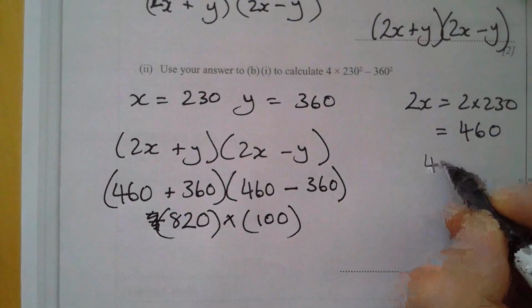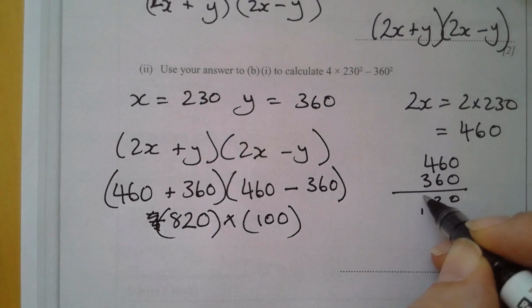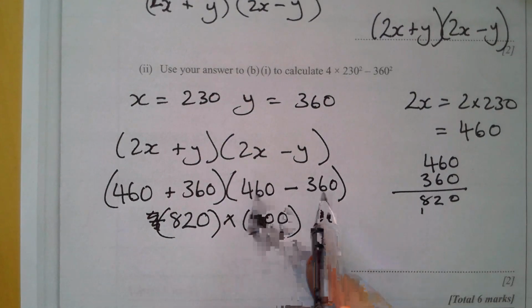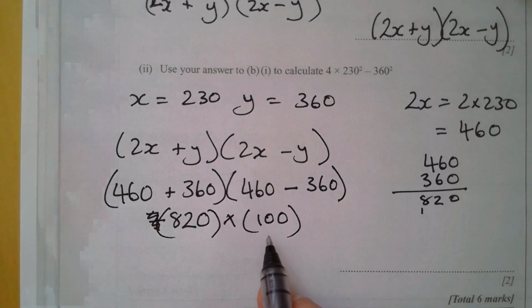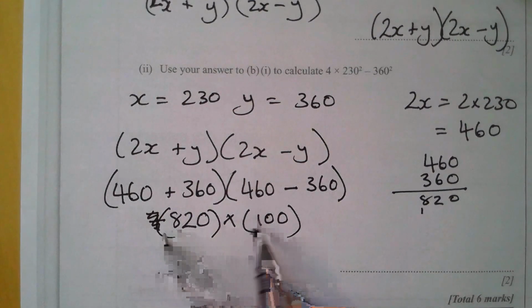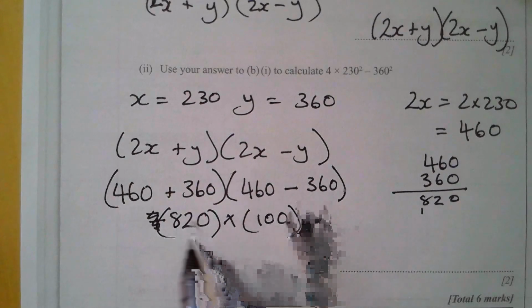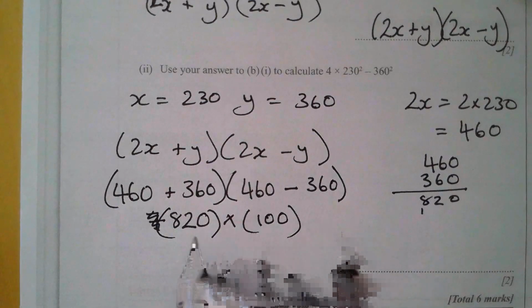I'm just going to check that there. 460, 360. Yep. 820. 460 subtract 360 is 100. This is where it all comes together for me, because, oh, look, I know what to do with this. I don't have to do any complicated multiplications. These numbers were looking really big, and now these numbers look really manageable.